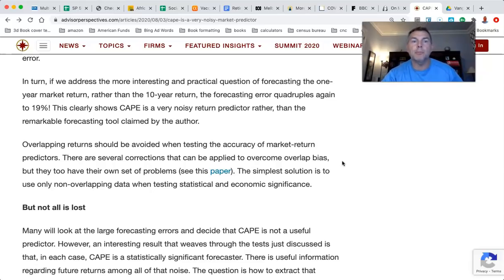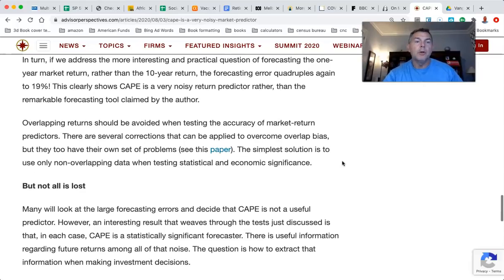Let's see. If we address the more interesting and practical question of forecasting the 1-year market return rather than the 10-year return, the forecasting error quadruples again to 19%. This clearly shows that Cape is a very noisy predictor rather than the remarkable forecasting tool claimed by the author. Overlapping returns should be avoided when testing the accuracy of market return predictors. There are several corrections that can be adapted, and they talk about them in these papers.